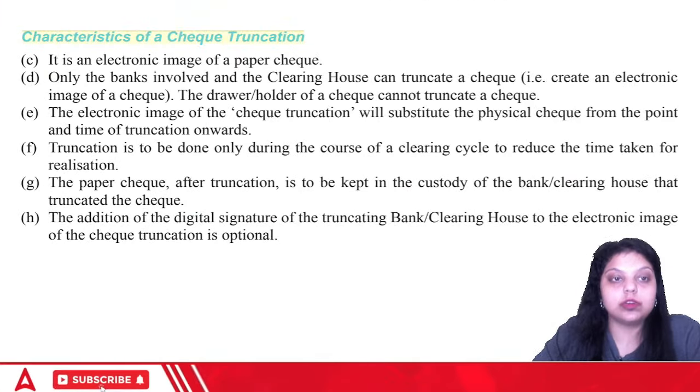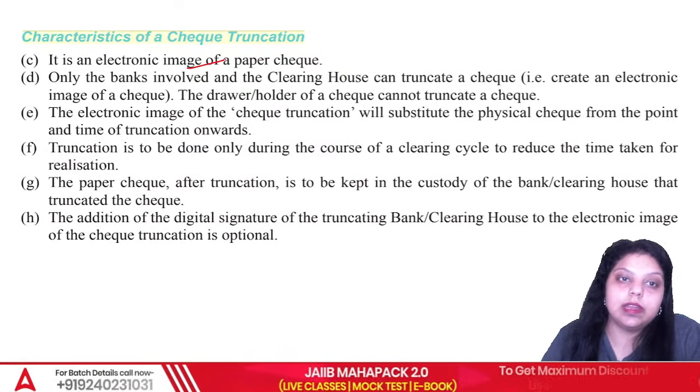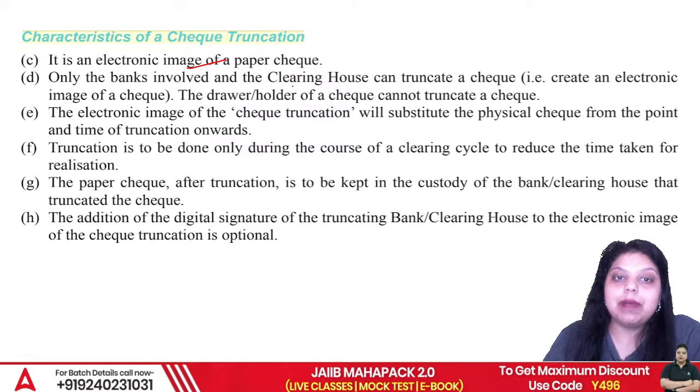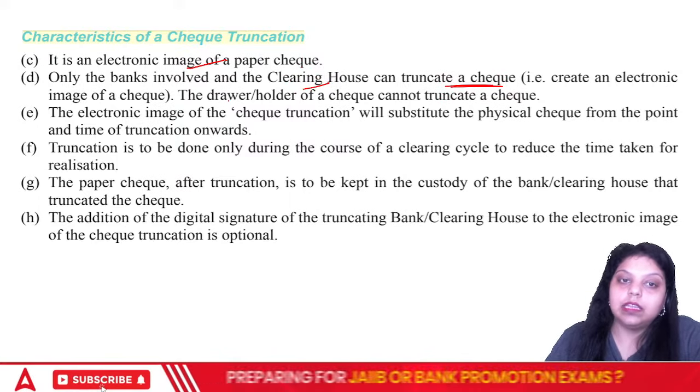Okay, next question. Before moving forward, you can see these are the characteristics of CTS. Electronic image of a paper check is there. Only banks involved in the clearing house can truncate a check, and the drawer or holder of a check cannot truncate a check. Then the electronic image of a check truncation will substitute the physical check.